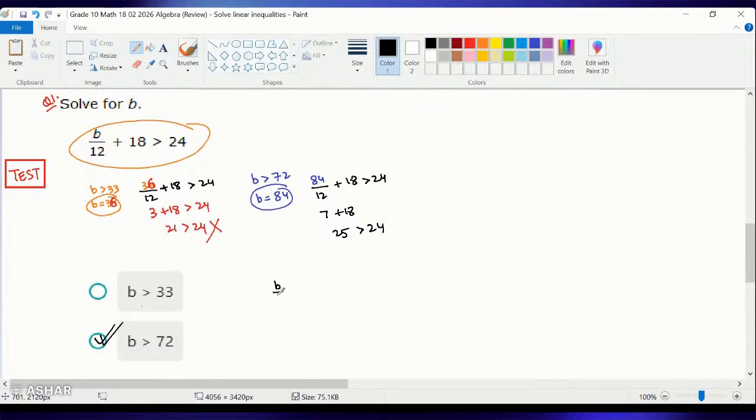b upon 12 would be greater than 24 minus 18. b upon 12 would be greater than 6. We cross multiply. b would be greater than 6 into 12, and b is greater than 72. So what I did was, if it's an MCQ given to us, we put the values of the options into the value of b and we can still find the answer. Or if you want, you can directly simplify the equation and find the answer.